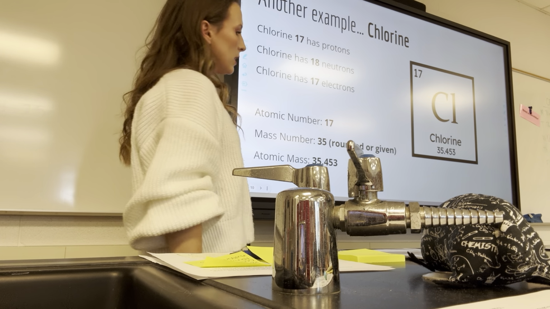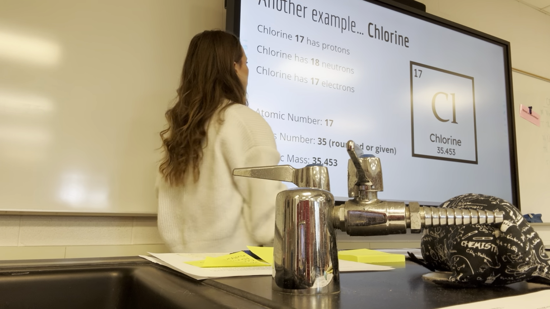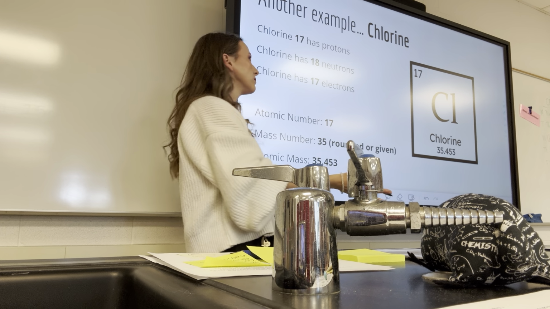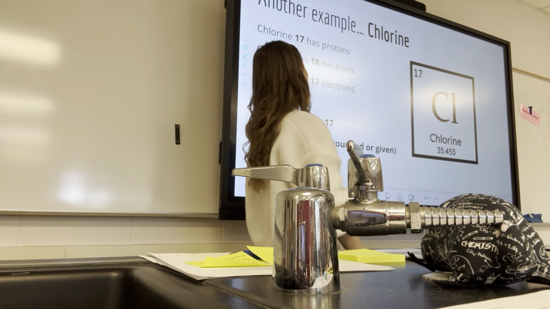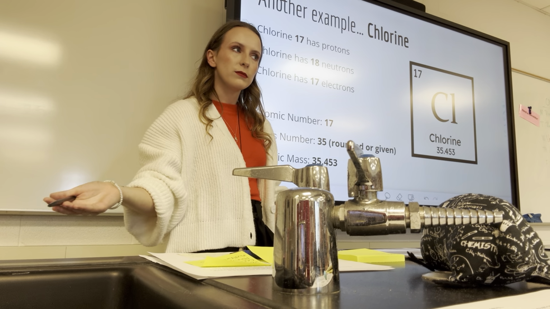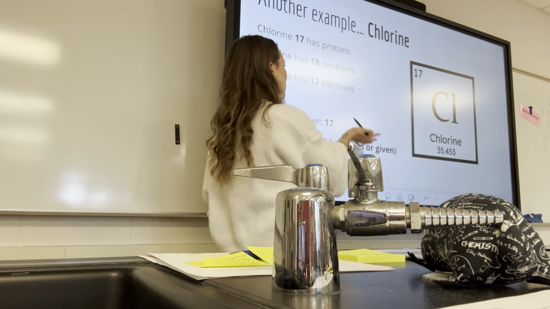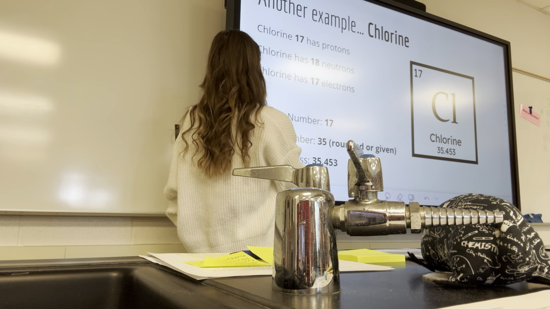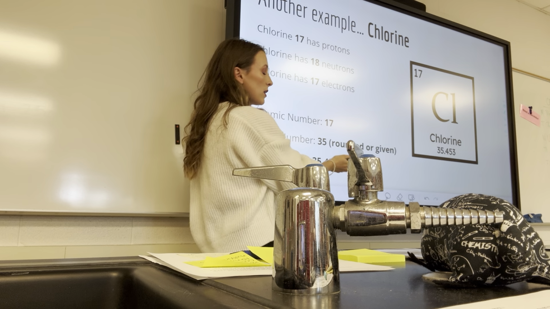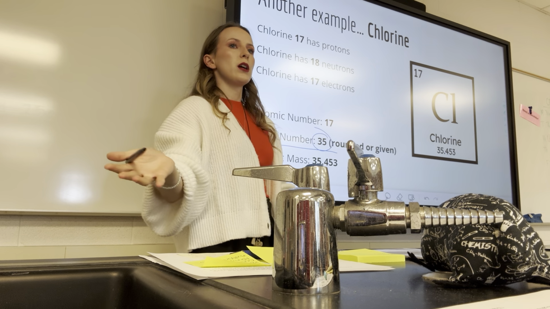All right, looking at chlorine. Chlorine has an atomic number of 17. So how many protons do we have? 17. Okay. So how many electrons do we have because protons are equal to electrons? 17. Okay. Atomic number we already acknowledged as 17. Our atomic mass is 35.453. So in this case, our mass number rounded is going to be 35. How do I get my neutrons?